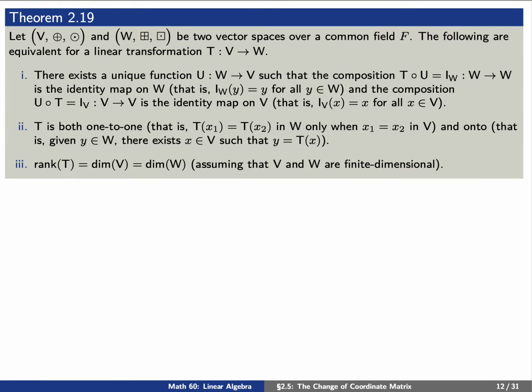If we have two vector spaces V and W, then the following are equivalent for a linear transformation T from V to W. First, there exists a unique function U such that the compositions T circle U and U circle T are the identity maps. Second, our mapping T is both one-to-one and onto. And third, assuming that our vector spaces are finite dimensional, the rank of T equals the dimension of V equals the dimension of W.